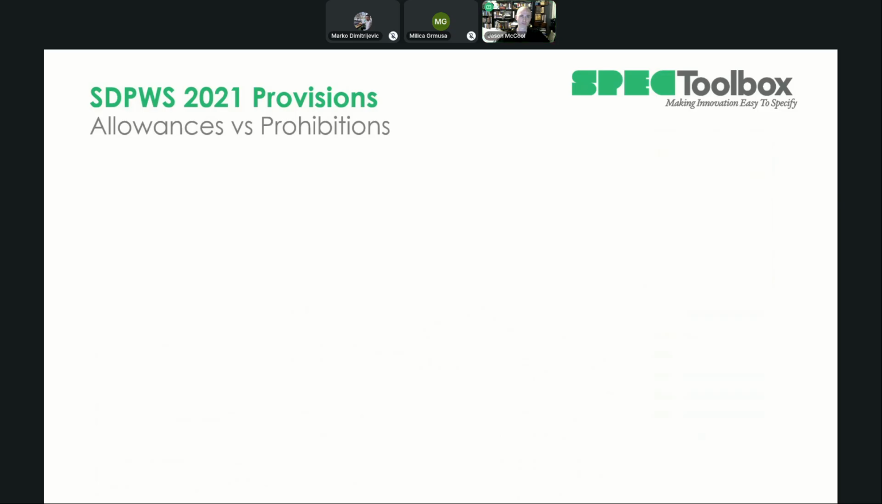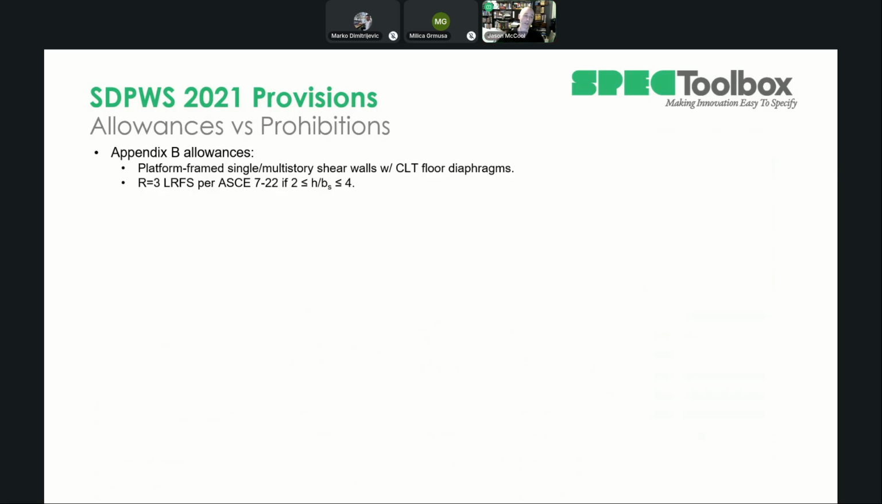So SPEC gives us some give and take here. On the give side, they're giving us platform frame, single or multi-story shear walls with CLT floor diaphragms. So we've got a prescriptive route for a fully timber lateral load path. So that's great. Compared to previous possibilities, we got a little higher R value than what we were first looking at back in 2016, 2018, that time frame.